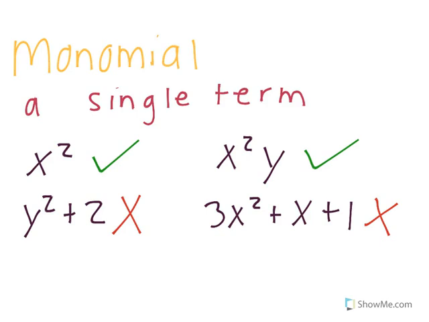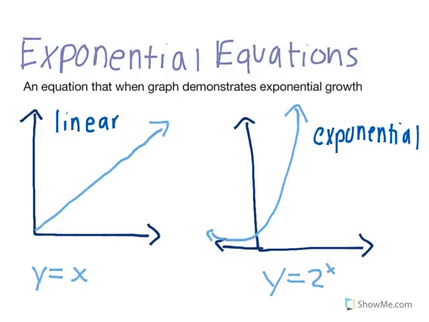Okay, this is a really quick thing just to remember. A monomial is a single term. So an example of a monomial is x squared or x squared y. Non-monomials are x squared plus 2 and 3x squared plus x plus 1. Those are not monomials because they're made up of monomials, but they're not monomials themselves.